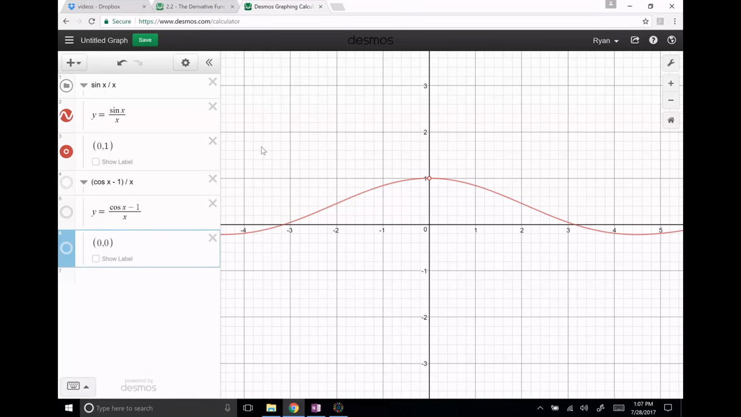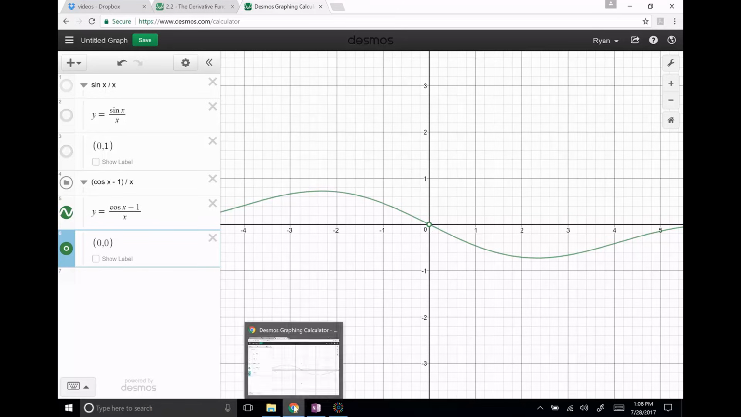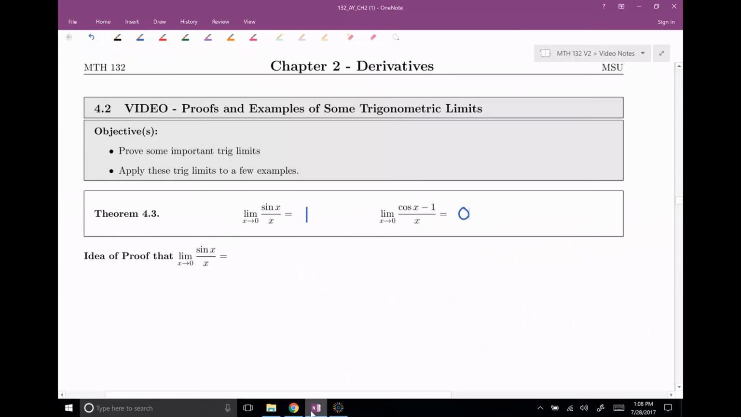And so we would propose that this function is heading towards 1 as x goes to 0. Likewise, I went ahead and graphed this cosine of x minus 1 all over x. And we can see as we approach from the left and as we approach from the right, it's getting closer and closer to the y value 0. And so looking at these graphs, we would say it makes sense that this limit is 1 and this limit is 0.